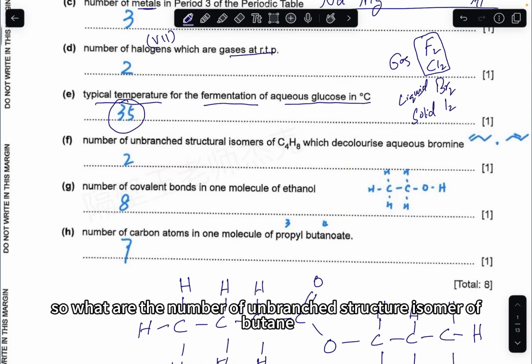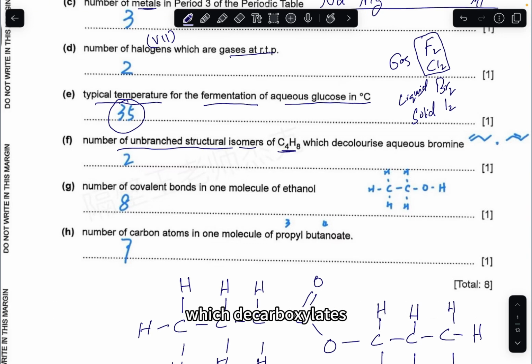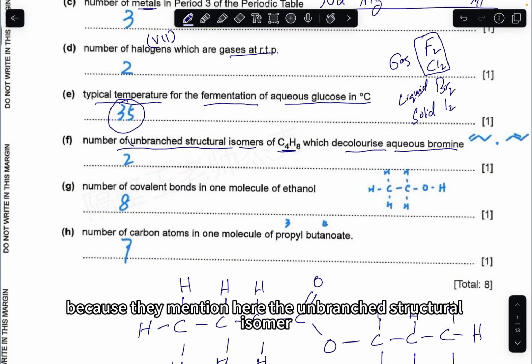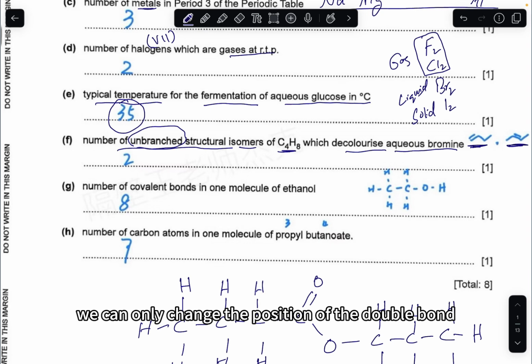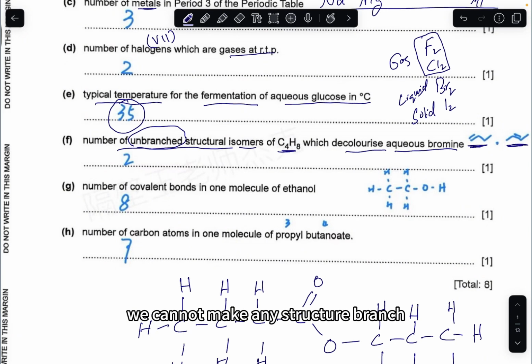So what is the number of unbranched structural isomers of butene which decolorize aqueous bromine? Because they mention here unbranched structural isomers, there are only two unbranched structural isomers. We can only change the position of the double bond. We cannot make any branch. So we got only two isomers.